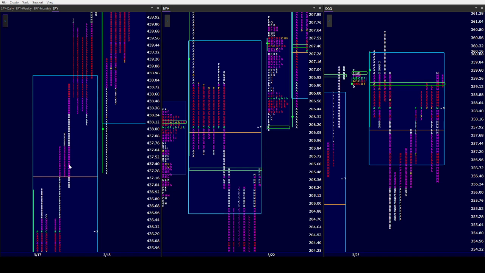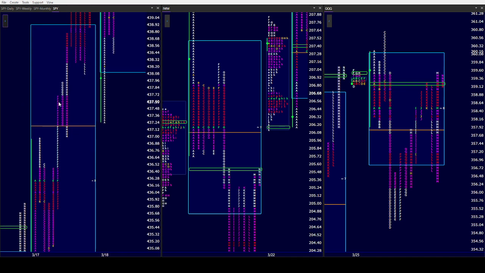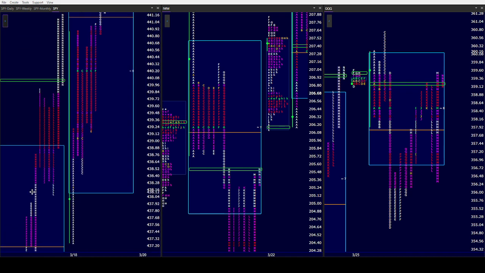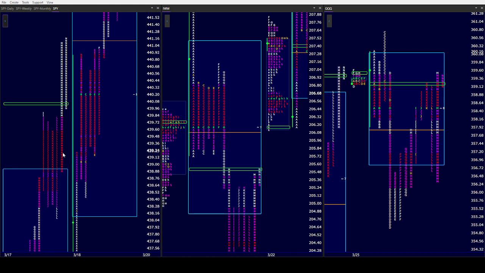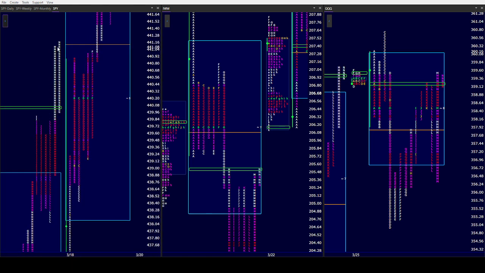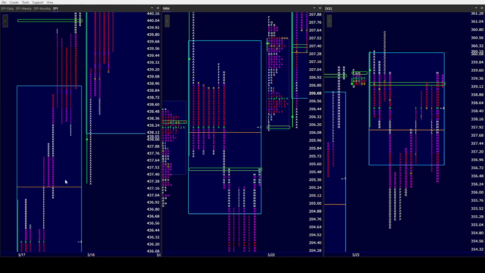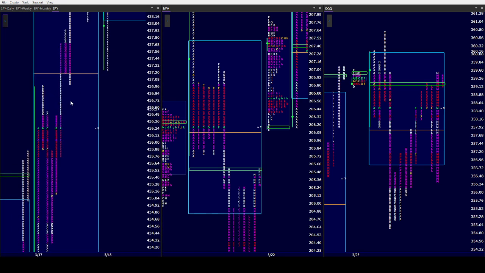Explodes. F, G, H. H tried to pull back. Look at that. Held single prints. H, I. They tried to pull back a little more. Held another set of single prints. And then boom, go out with a price probe. So for people who say that the initial balance isn't important, I think this is a beautiful example, to me, as to why it is important.